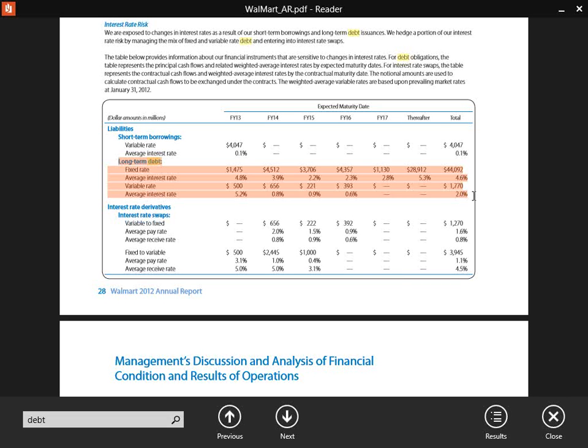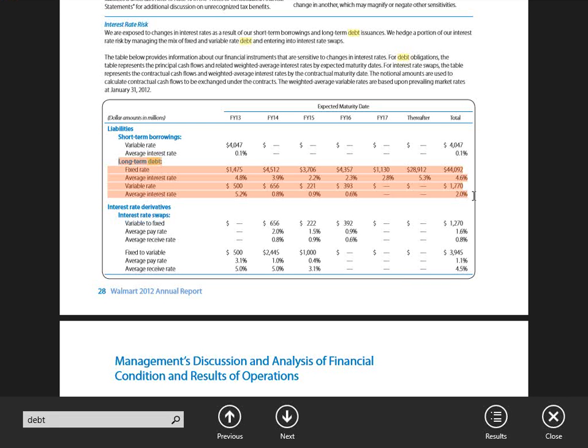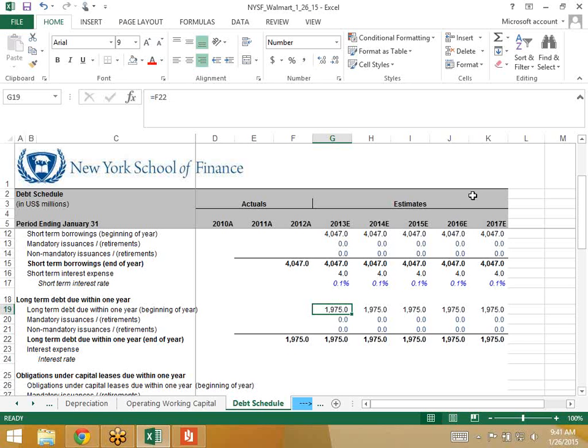You see here, they broke it down into two pieces. There's a portion of the debt that comes with a fixed rate, and a portion of the debt that comes with a variable rate, 1475 and 500. Notice the sum of the 1475 and the 500 equals the 1975, which is the value that's reported here. I guess you could have broken that out, but I didn't do that. So I used a different method here.